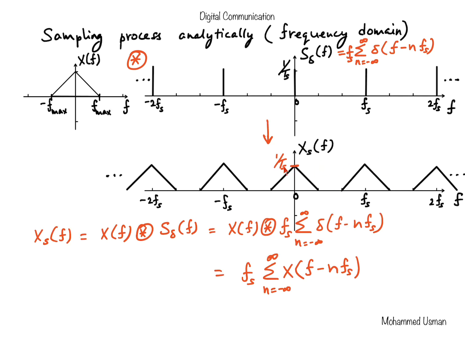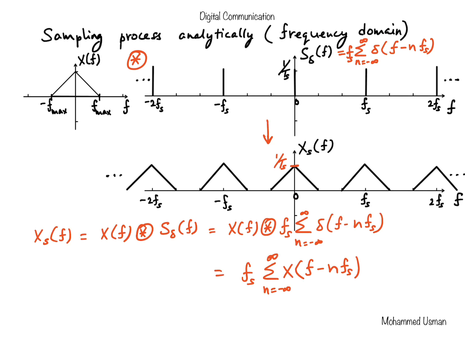Again it is going to have a magnitude of 1 by Ts, which is fs. And when n is equal to 2, it is X of f minus 2 fs, which is this replica here. Similarly, when n is equal to minus 1, it will be X of f plus fs, which is a left shifted version here. So we have this term when n equals minus 1, and similarly when n equals minus 2, we have this term, and so on. So n ranges from minus infinity to plus infinity, and I've just depicted here n equal to minus 2, minus 1, 0, 1, and 2.